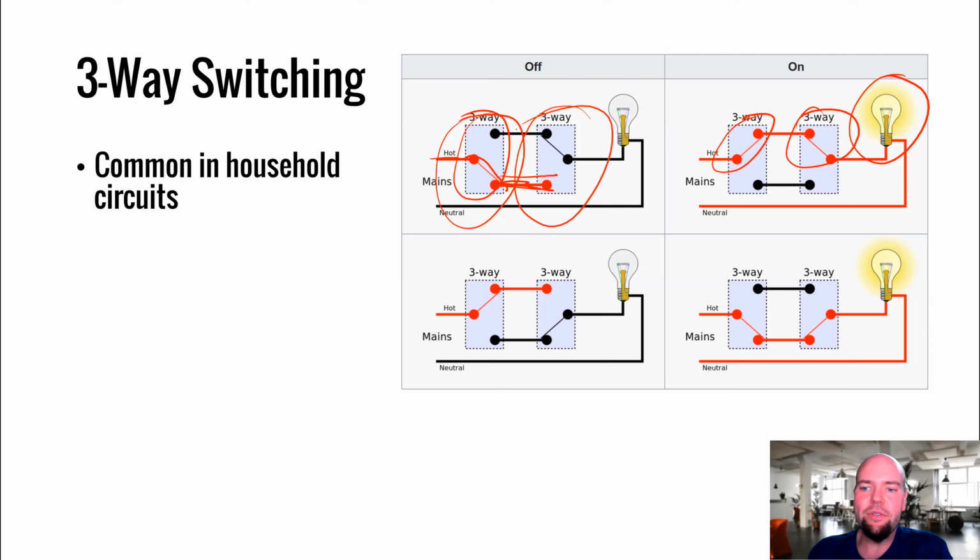But the cost of three-way switching is you have to have two traveler wires. You have to have an extra wire going between the thing that you're switching, or between the two switches, so that the switches don't turn things on or off. They just energize a separate one of these conductors.